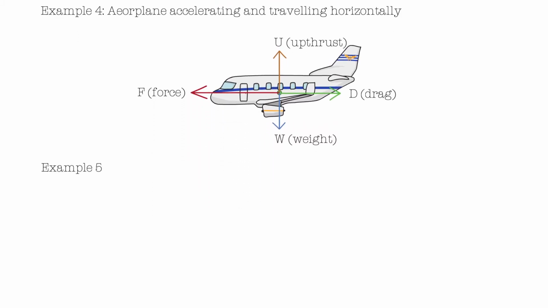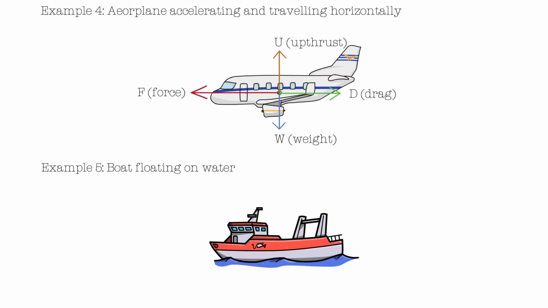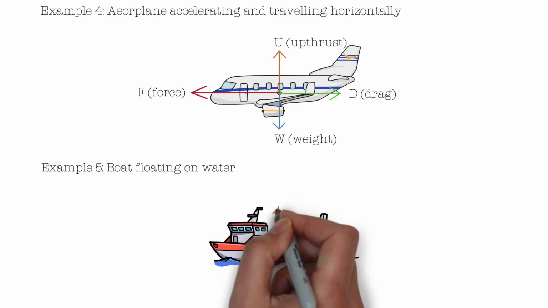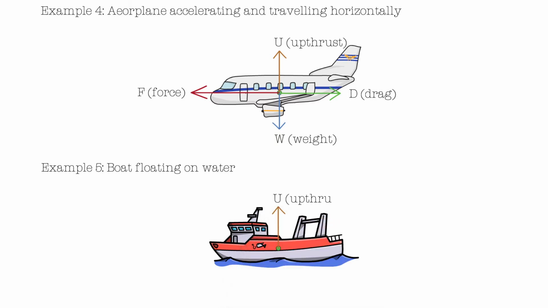In this next example, we have a boat floating on water. What forces do you think are acting on this boat? You can pause the video and have a go. This boat is floating, but it isn't accelerating horizontally. This is an indication that there are no horizontal forces acting on it. So, consider the vertical forces. We have upthrust exerted by the water and the weight exerted by the boat.